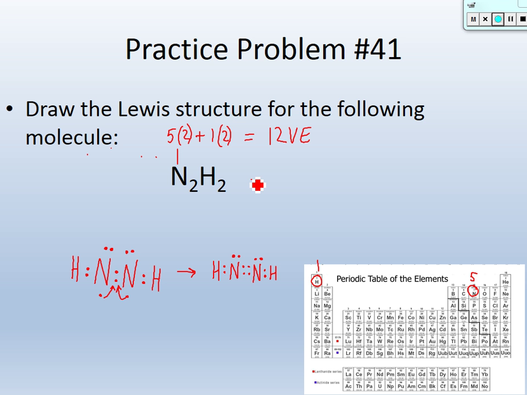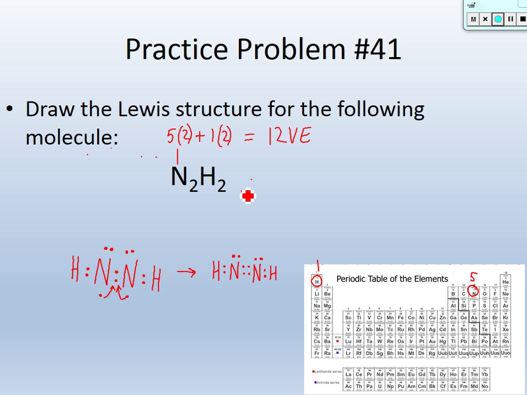Let's see if they're obeying the octet rule. The hydrogens are, they've got 2 electrons, which is what they want. My nitrogen here has 1, 2, 3, 4, 5, 6, 7, 8. So it feels like it has 8, and it feels like it's obeying the octet rule. And so does this nitrogen.